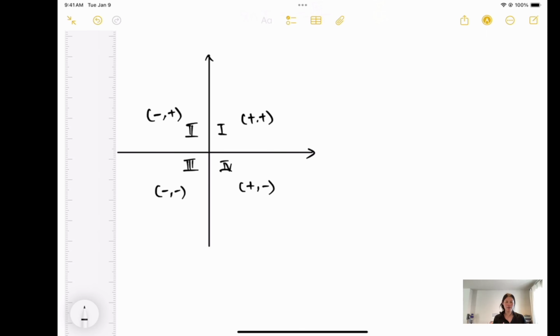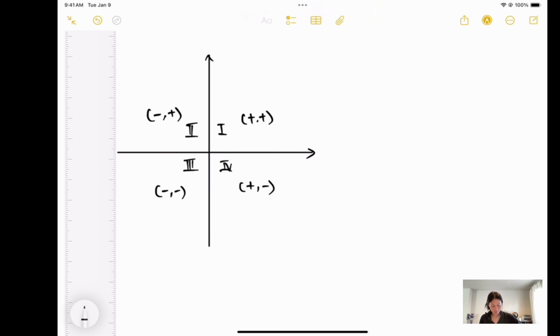Once you draw the graph, you don't need to memorize it. You can just look at it and know. If x is on the left, that means it's going to be negative. X on the right is positive. Y on the top, above the horizontal axis, is going to be positive. If it's below the horizontal axis, it's going to be negative.